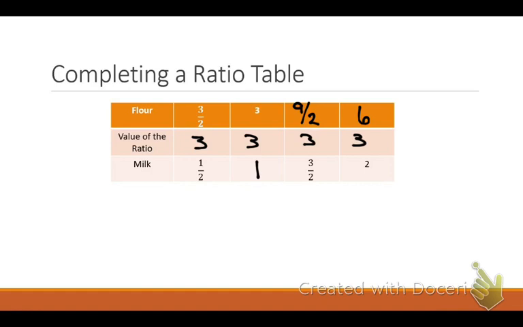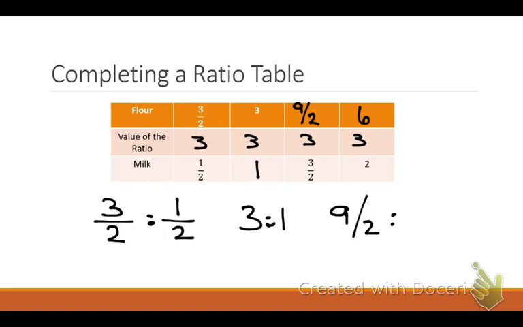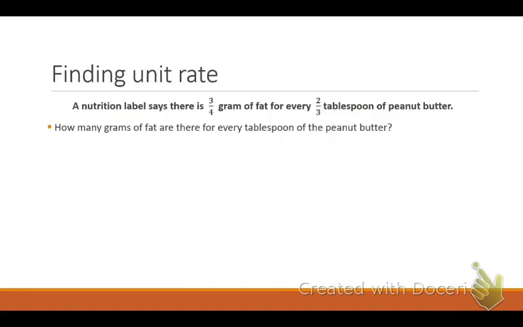And remember, on your quiz and your test, you are going to have to write your equivalent ratios: 3/2 to 1/2, 3 to 1, 9/2 to 3/2, and 6 to 2. We're just going to pull the ratios out of the table and write our equivalent ratios.